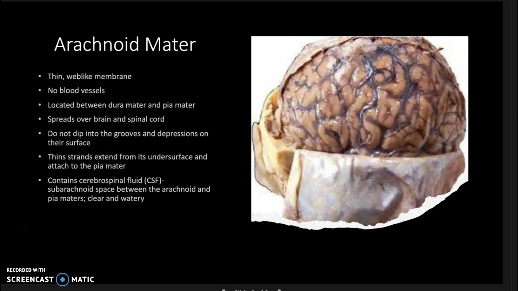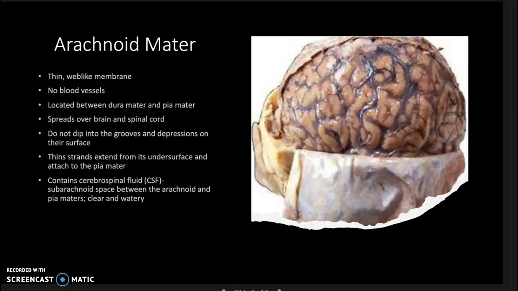The arachnoid mater is thin and web-like. There are no blood vessels. It's located between the dura mater and the pia mater. It spreads over the brain and spinal cord, but does not dip into the grooves and depressions on their surfaces. Thin strands extend from its under surface and attach to the pia mater.